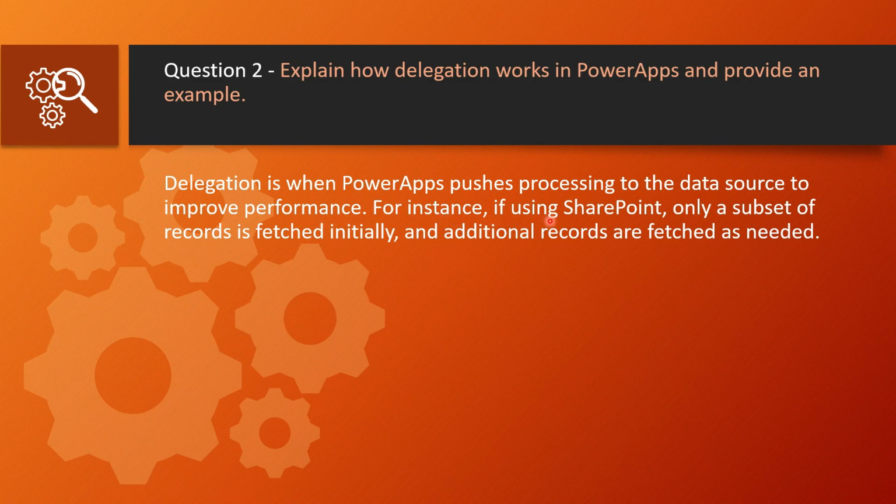Okay. So for instance, if we are using SharePoint, only a subset of records is fetched initially and additional records are fetched as needed. So whenever the Power Apps app is loaded, firstly a small set of records will be fetched, and after that, whenever a scroll happens, the records will increase.